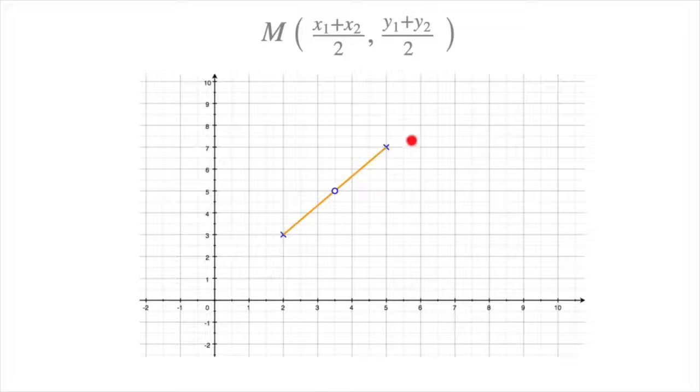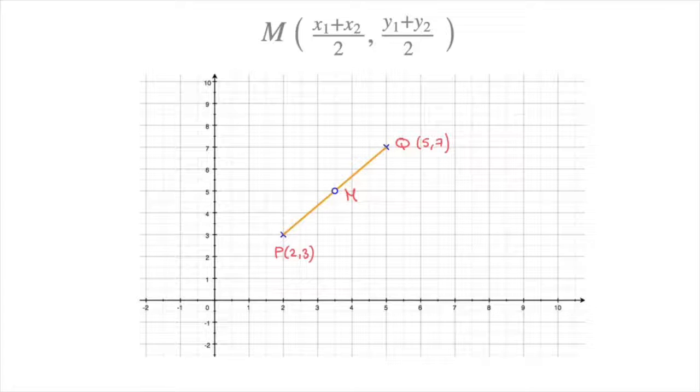Consider the line segment we have here, and say its endpoints are P, which has coordinates 2, 3, and Q, which has coordinates 5, 7. We need to find the coordinates of this midpoint M. Well, according to the formula we've just seen, the x-coordinate of the midpoint is the average of the x-coordinates of its two endpoints, so that's the average of 2 and 5. Similarly, the y-coordinate of the midpoint is the average of the y-coordinates of the line segment's two endpoints. So that would be the average of 3 and 7.